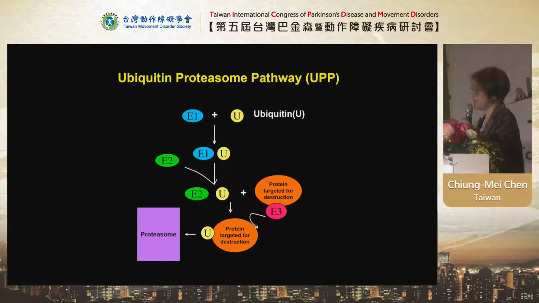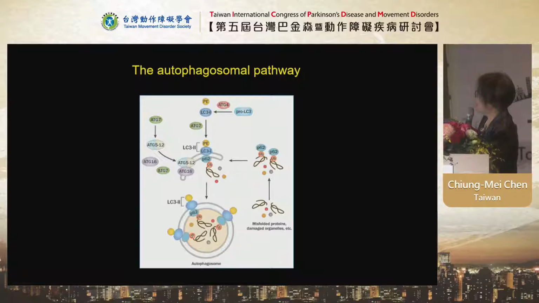When the misfolded protein accumulates, the ubiquitin proteasome pathway is activated. E1 activates ubiquitin, E2 conjugates ubiquitin, and E3 ligase binds to substrate for polyubiquitination, and then sends it to the proteasome for degradation. When the abnormal protein load is too much, the autophagosomal pathway will be activated. Then the ubiquitinated protein binds to P62. P62 is an autophagy adapter that binds to LC3.